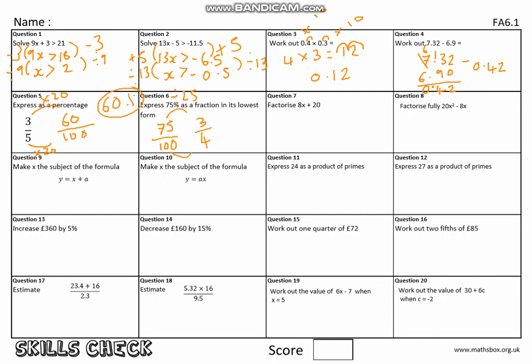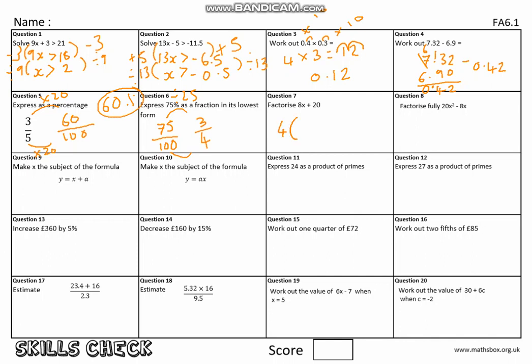Up next then, we have to factorize, okay? So factorize means we've got to put the brackets in. We did a few of these before. So we've got 8x plus 20. So we want the highest common factor between these two, okay? We want the highest number that goes into both 8 and 20. And that's going to go on the outside of the bracket, okay? So the highest number that goes into both of those is going to be the number 4.